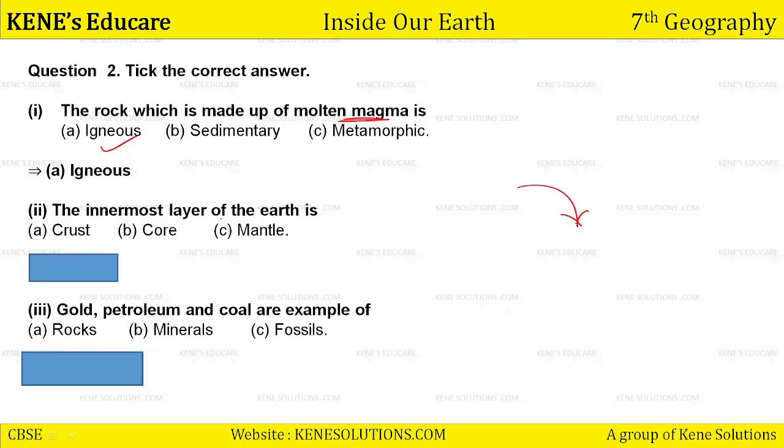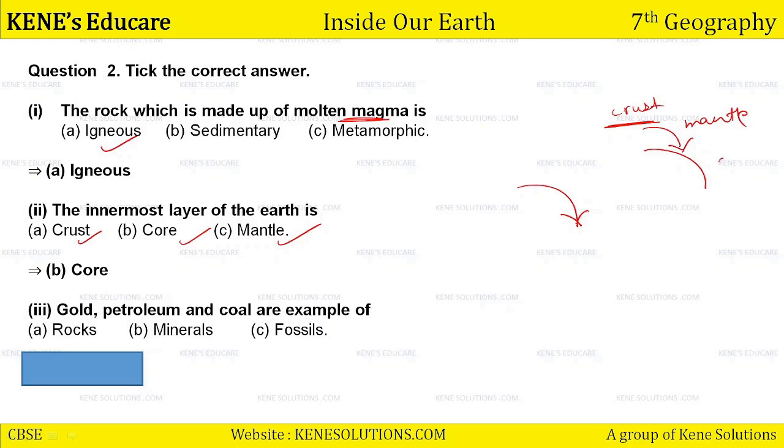Second part, the innermost layer. Innermost पूछा जा रहा है. The innermost layer of the earth is crust, core या mantle. क्या होता है सबसे innermost? Core. बताया था ना मैंने, core, then mantle, crust, then mantle, then core. फोटो भी दिखाई थी, if you don't remember.